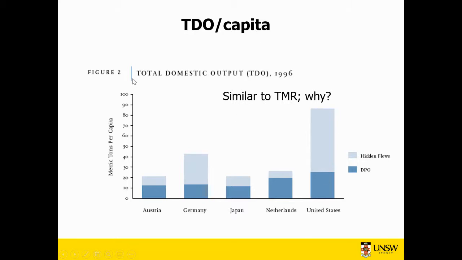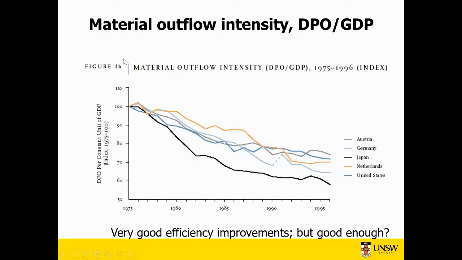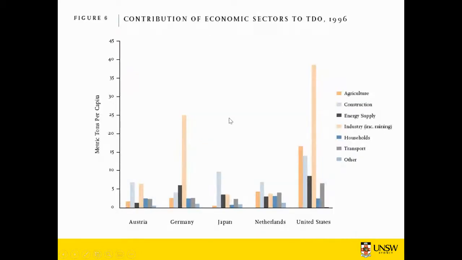This is just to show how the total domestic output, which is similar to the total material requirement, looks like. And here we see that for most countries, the hidden flows dominate. Okay, so same dynamics as behind the total material requirement. This also shows we can put an outflow intensity, which is just dividing the direct product output by the GDP. It's exactly the same thing, but now we're characterizing the emissions to the environment based on the economic activity. And we also want that to be decoupled, right?